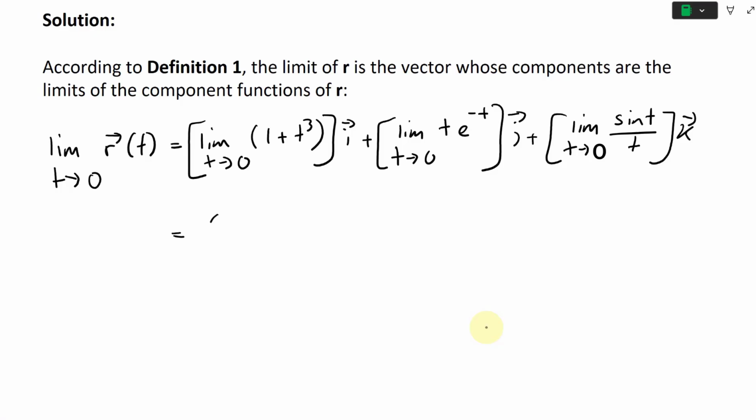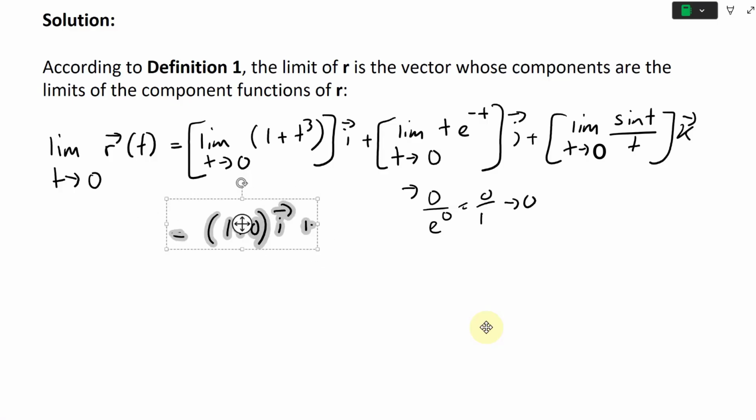This is going to be, I'll just put it complete as 1 plus 0, i, plus, now the next one right here, plug in 0. Well, what we get in this scenario, we get a 0. This is e to the negative 0. That's the same thing as writing 1 divided by e to the 0, which equals 1 here by definition. 0 to 1, this just equals 0.